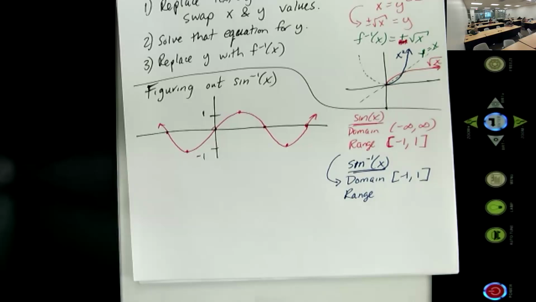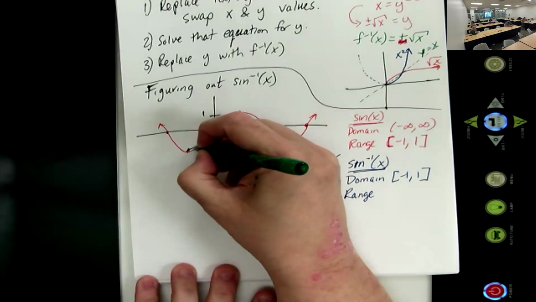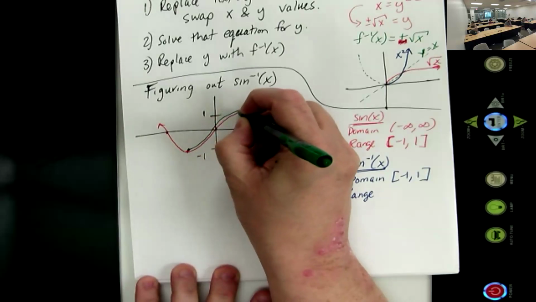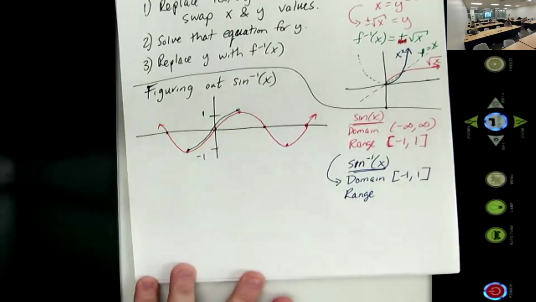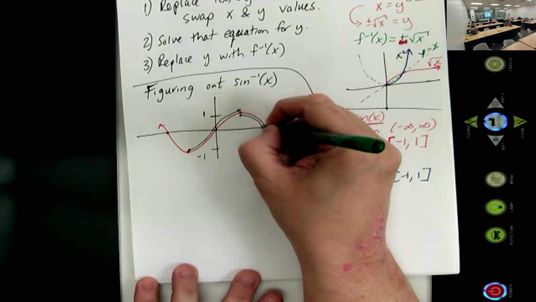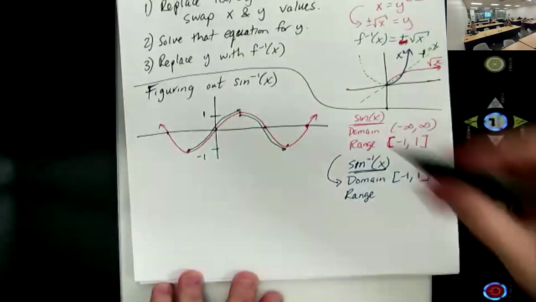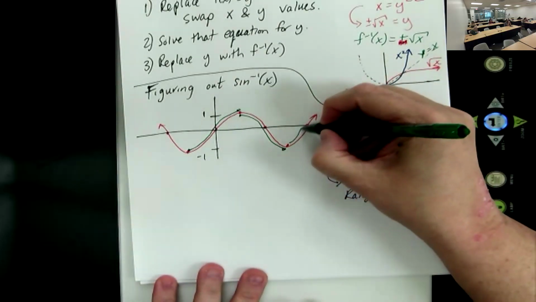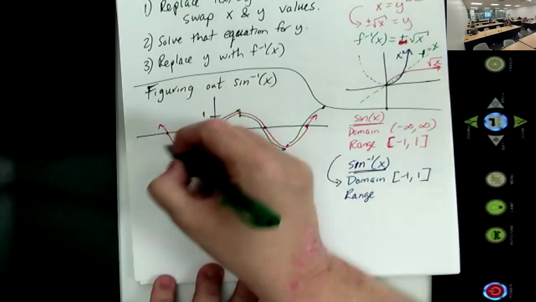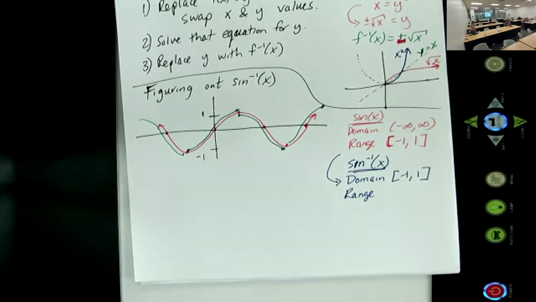Alright, so we need to be able to cover the full range. Let's look at areas that do that. I have -1 here, I could do that up to +1 here. That would capture my -1 to 1. Or I could do 1 to -1 down here, that captures it. There's lots of ways we can capture the -1 to 1, but we gotta pick one.